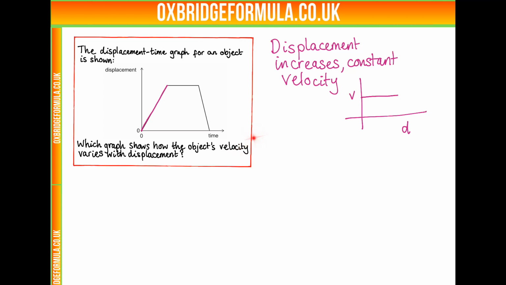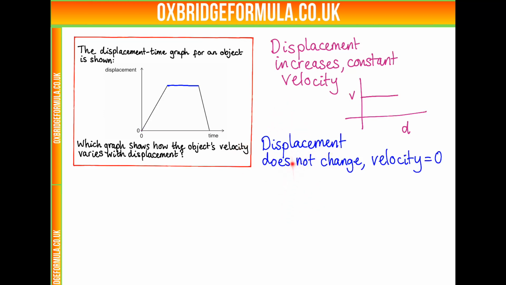And then what happens after this? Well, the displacement does not change, and this means that the velocity is zero. So then the displacement should stay the same, and then velocity should go to zero. So this is what the graph will now look like.